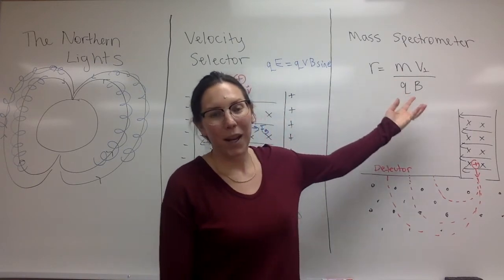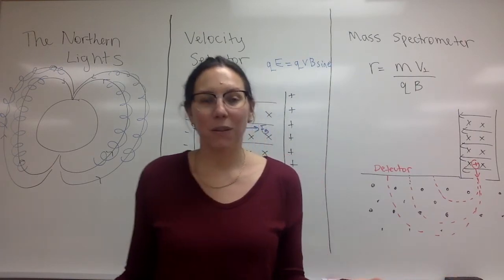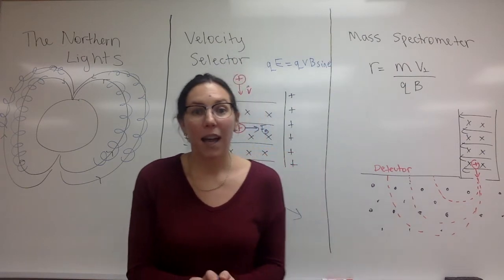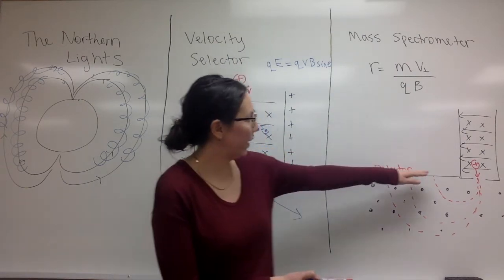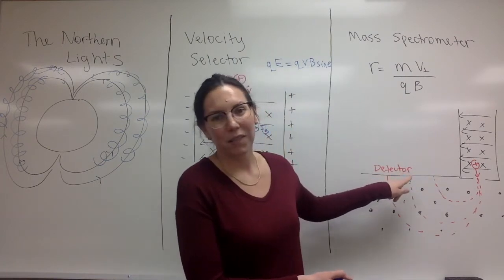So this is now a way to filter out particles of specific masses, and this can be used to give information about the masses of atoms or molecules in a chemical solution. So a detector could be here, and it could give you the number of molecules of each mass.